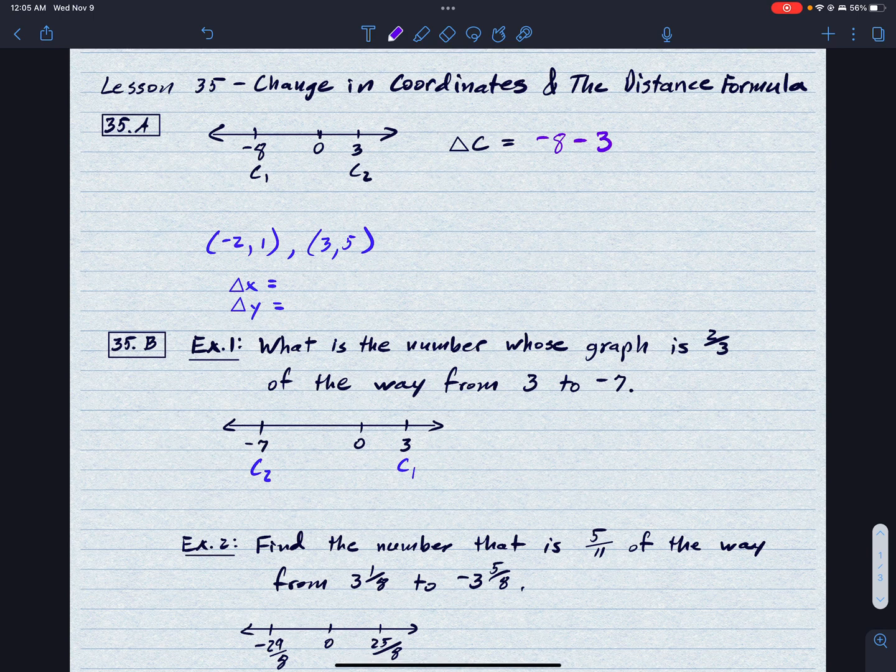And since it's a distance, I would consider the absolute value of this, which gives me the absolute value of -11, or the distance 11. So the difference between the two.